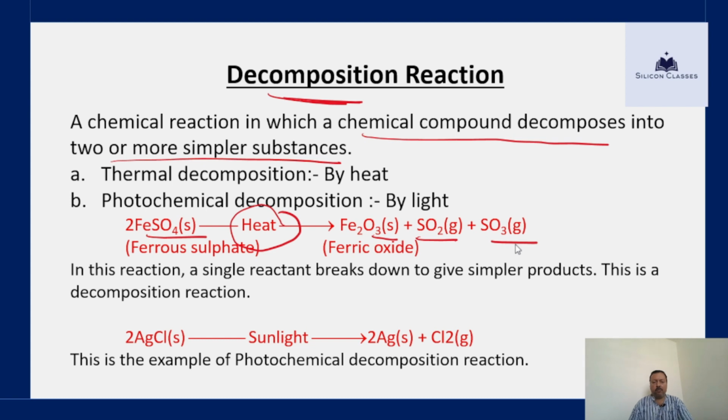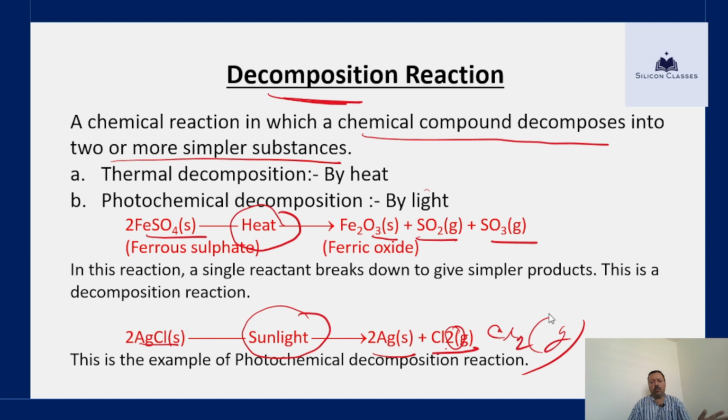Another example we are taking for photochemical decomposition. Here, silver chloride in the presence of sunlight forms silver and chlorine. Here actually the formula of chlorine is Cl2. By mistake the 2 is not a subscript, it should be a subscript. So silver chloride will decompose in the presence of sunlight to form silver, which is solid, and chlorine, which is gaseous. So this is the example of photochemical decomposition.